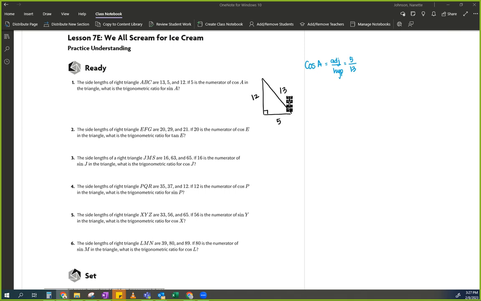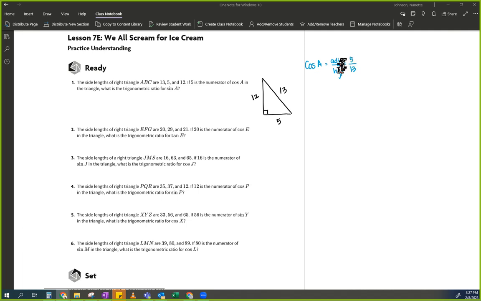Hey, Ms. Johnson, isn't the hypotenuse adjacent to this angle too? And the answer is yes, except he has a name. He's the hypotenuse all the time. If you're saying that this is the opposite, he's the opposite of an angle. Remember we wrote that the last time?